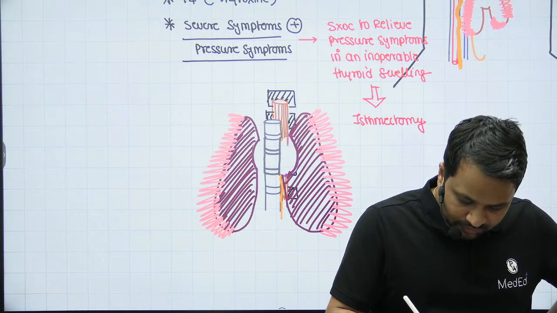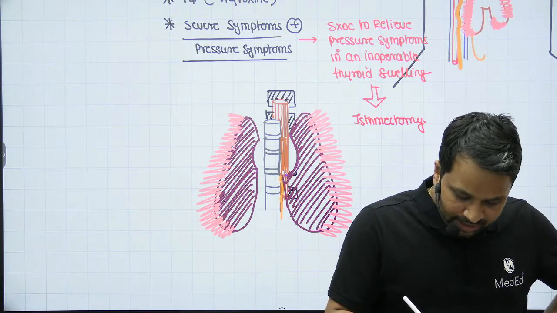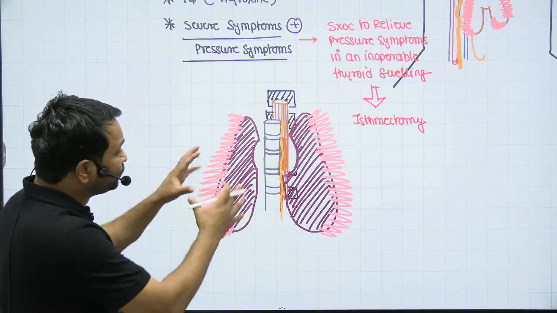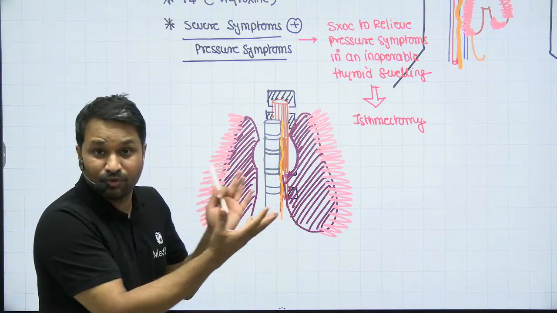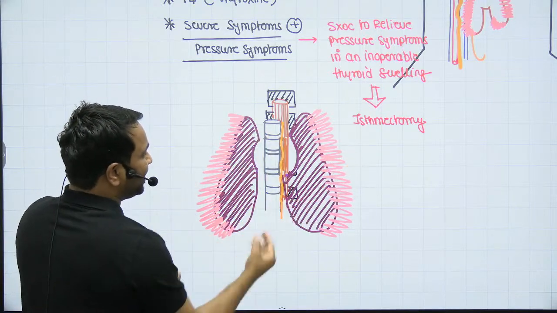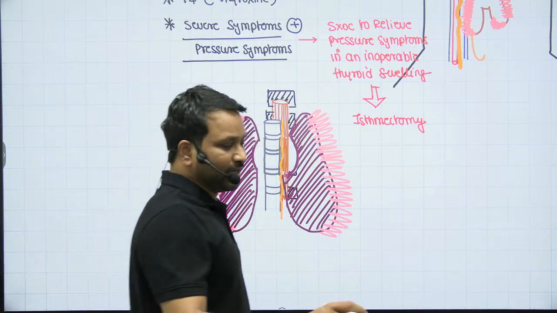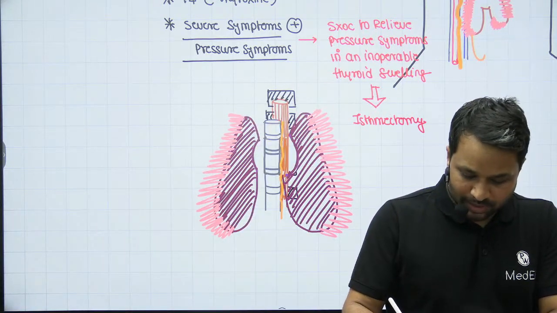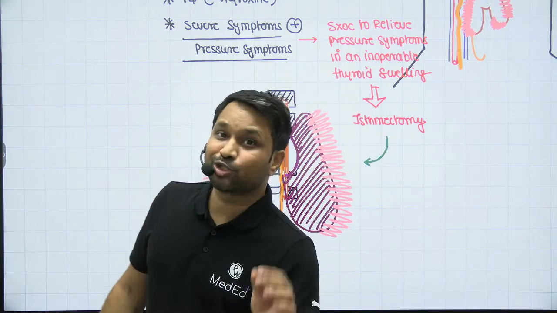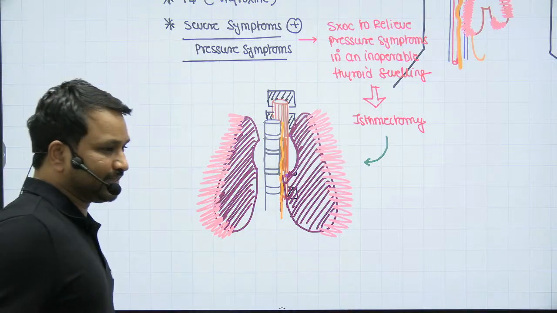You see, the esophagus is also absolutely free of the pressure that was exerted on it, and the recurrent laryngeal nerve which is traveling is also free from the pressure. If you remove the isthmus, because there is usually no fibrosis around the isthmus, it's easy for us to relieve the pressure. The lobes are separated, the trachea is freed, the patient will not feel any pressure, and this surgery is what we call isthmectomy. So the surgery of choice to relieve pressure symptoms in an inoperable thyroid swelling is isthmectomy.